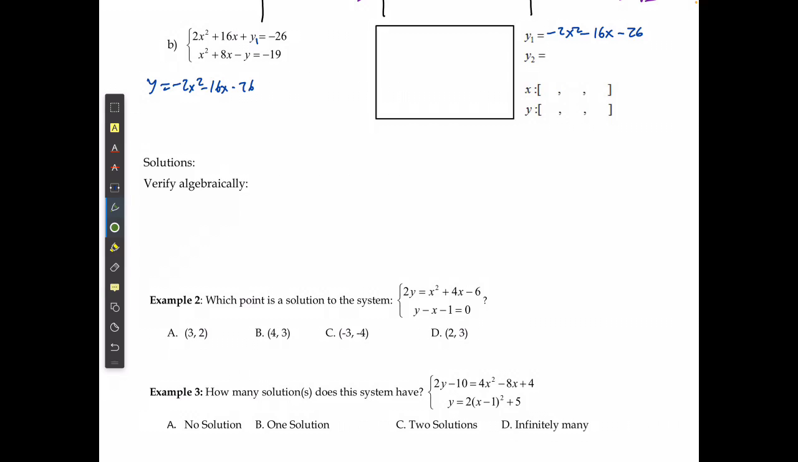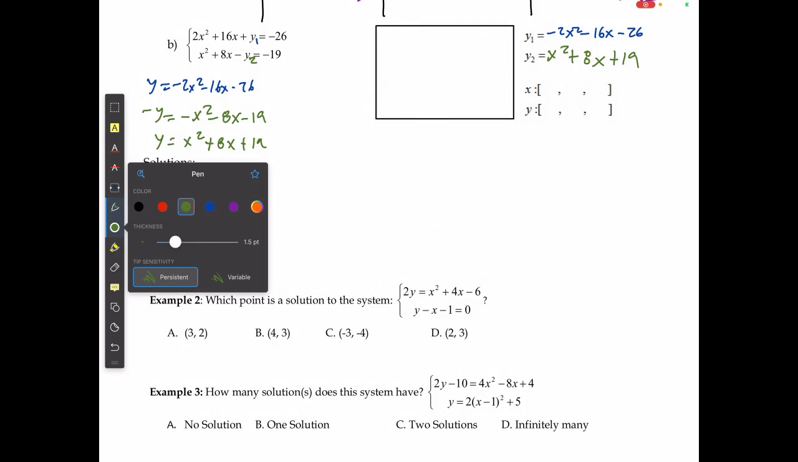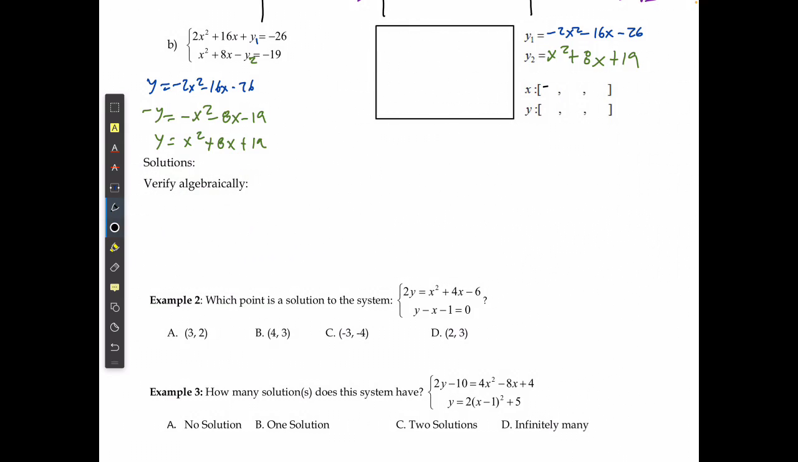For my second equation, I'm going to get negative y is equal to negative x squared minus 8x minus 19, or y is going to equal positive x squared plus 8x plus 19. I'm going to graph these into my calculator. For this one, I put in the window settings of -10, +2 and 1, and -5, +10 and 1.